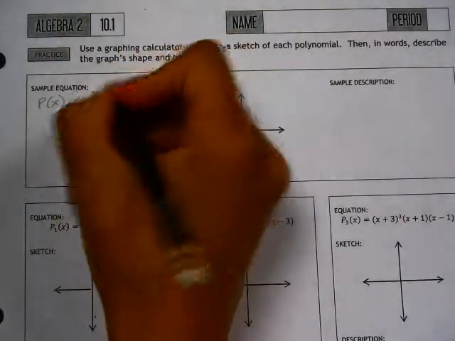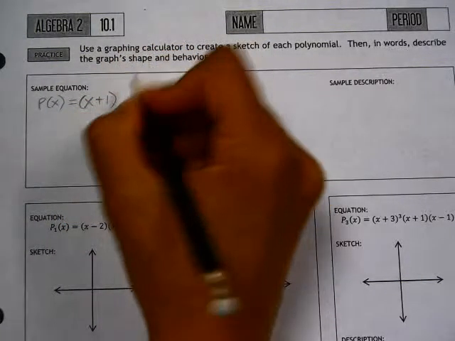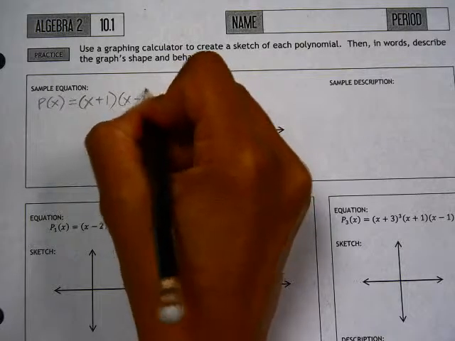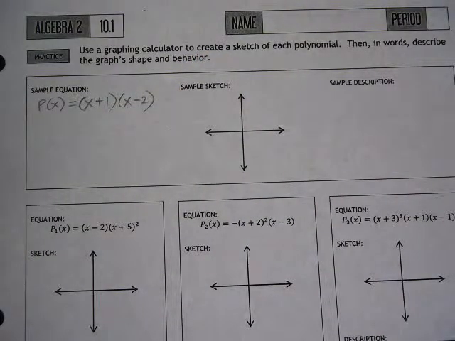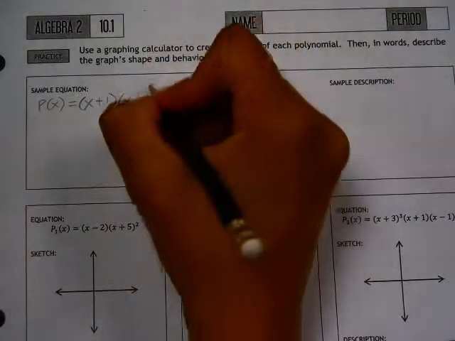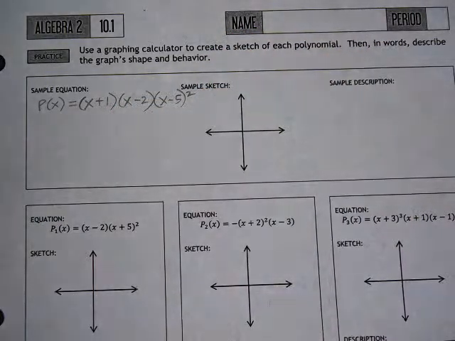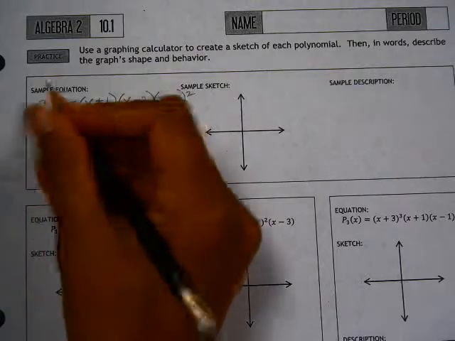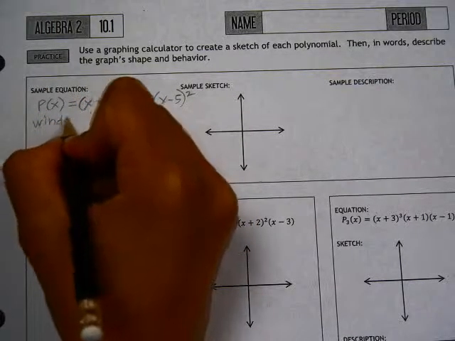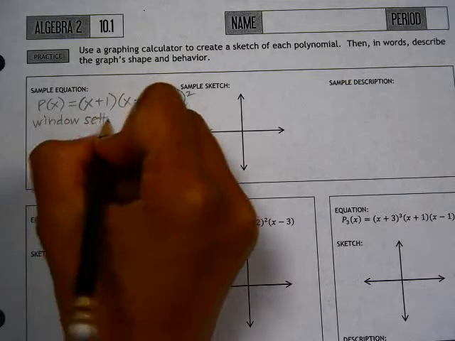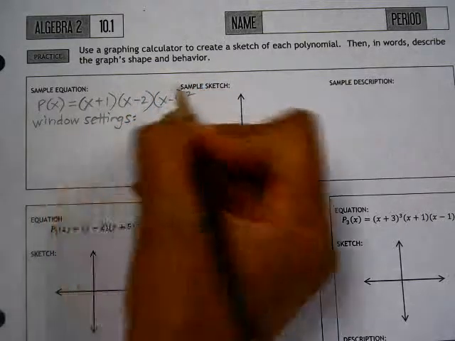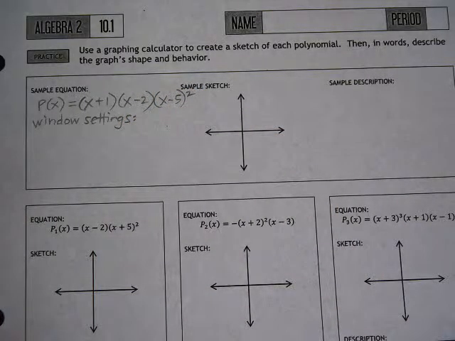And the equation is (x + 1)(x - 2)(x - 5) squared. Today you'll also be given the window settings for the graphing calculator so that you can make sure you see all of the parts of the graphs that are important.